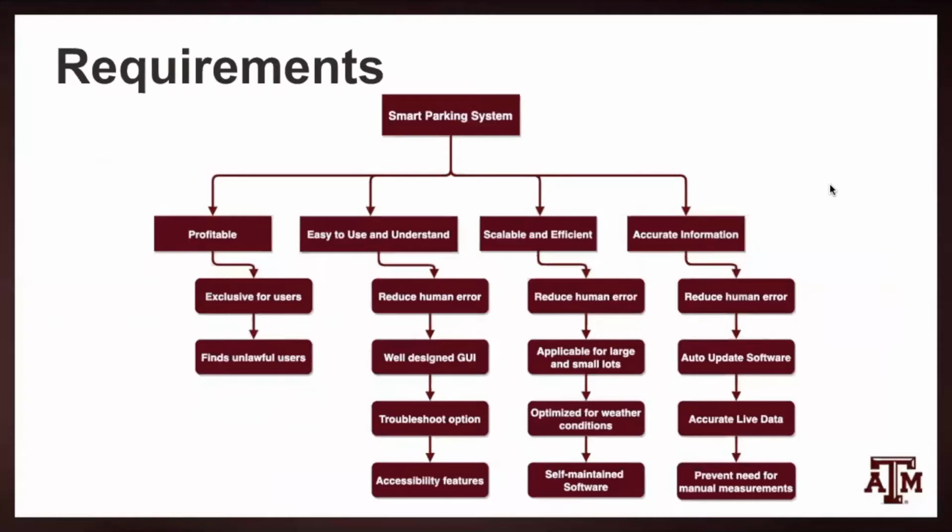For our parking system, we have 4 requirements: profitable, easy to use and understand, scalable and efficient, and accurate information. It needs to be profitable because it's important for users to be exclusive and to find unlawful users. Usability is important so that both users and client can easily understand the system. Scalability and efficiency are important to provide information at all times for the user. And accuracy is important so users can rely on the system rather than on chance.